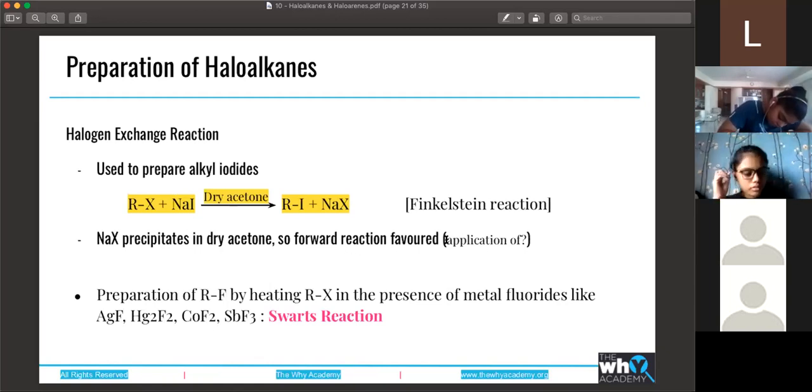Ma'am, what is this an application question? Sorry, what is I saying? Yeah. So when you say, because it's halogen exchange reaction, here it will follow the same thing, right? Where a lesser reactive alkane is substituted by a higher reactive alkane. Correct. Absolutely. Double displacement in which one of the products has to precipitate out. So in order for the byproduct to precipitate out, you're using dry acetone. What is the name of the reaction? It's called Finkelstein reaction.